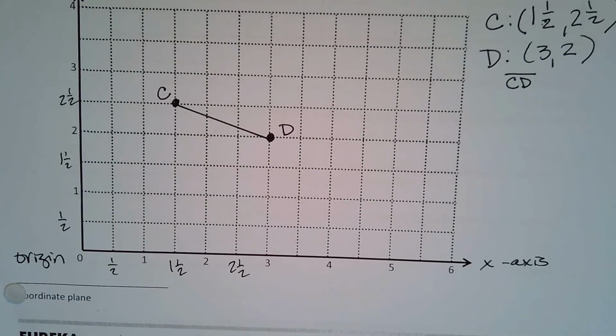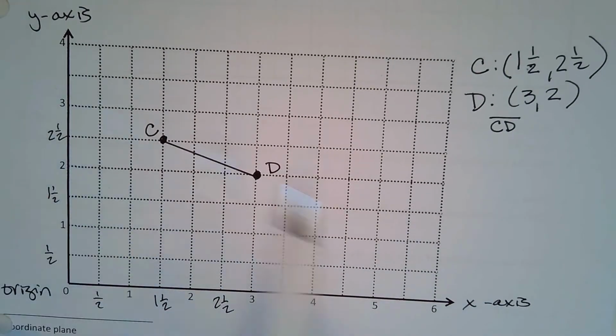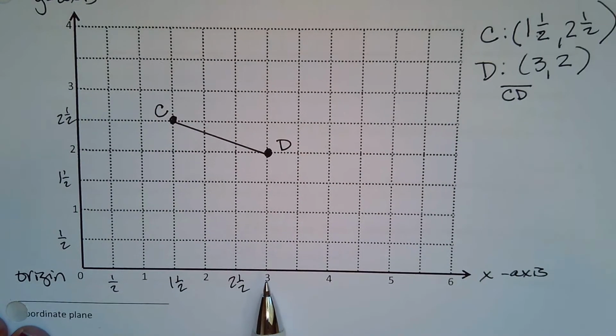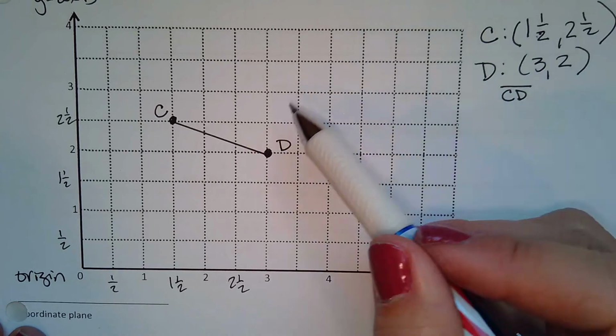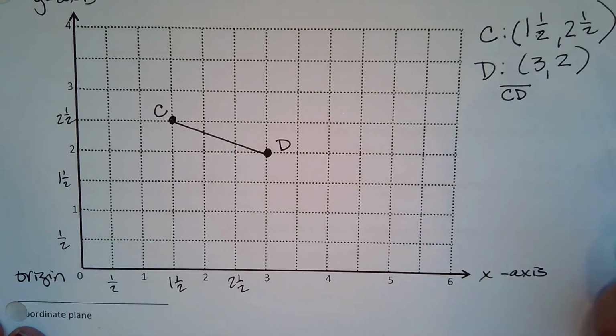All right, is this what you ended up with? Did you just by habit now label your x and y axis? Did you label the origin? Did you start labeling and figuring out what the intervals in your coordinate plane are? Then did you plot your points and connect line segment CD?